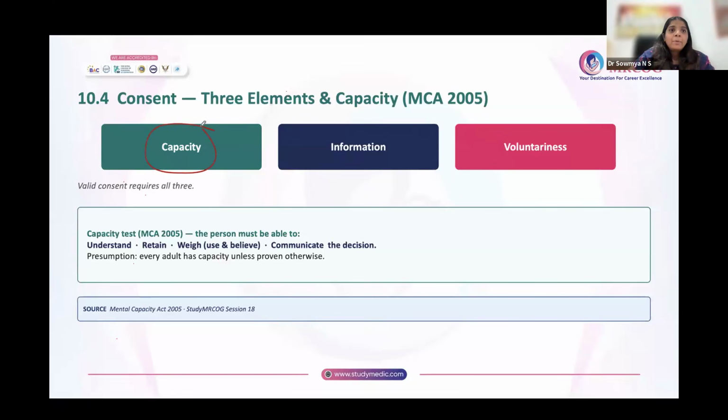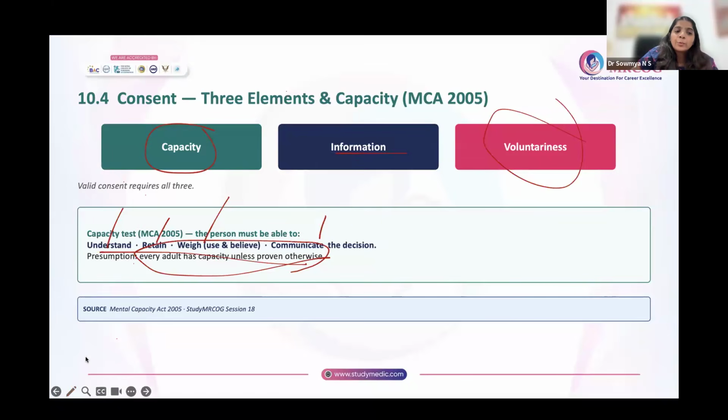For example, you are counselling a lady for a caesarean section. Once you explain, she has to understand the pros and cons. She has to come into the picture, and probably she would say, no, I want a normal delivery. Just because she's not aligned with your management plan, don't say she doesn't have capacity. She has capacity, but it's her decision. But again, you are going to tell her the pros and cons. Information must be properly provided, and she has to voluntarily agree. Okay, so this is very important. Capacity is understanding, retaining, weighing the pros and cons, and communicating the decision. Every adult has capacity unless proven otherwise.